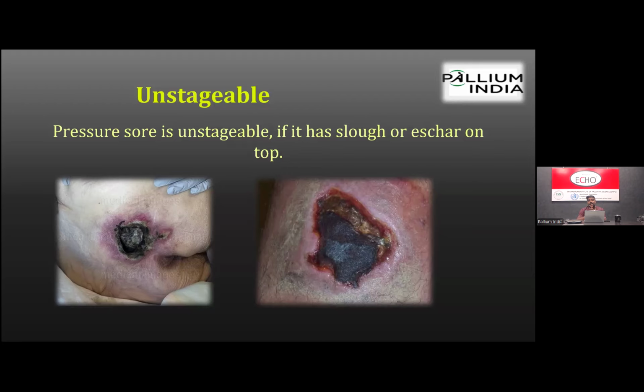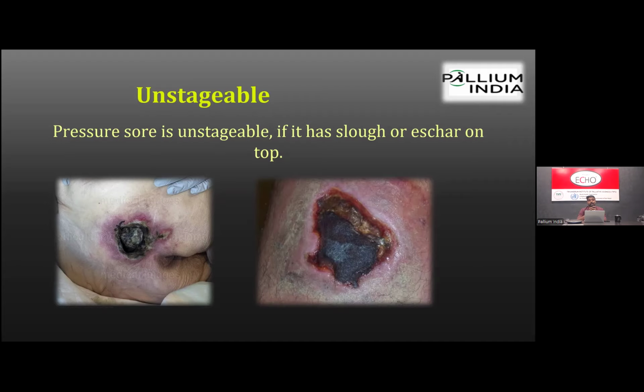But the second one is not like that. Highly infectious, pus discharge is there. Maybe the patient has systemic infection signs also, or maybe high exudate and foul smell will be there. This second type of eschar we need to remove. Then only we can identify which stage the wound is actually in. Maybe the majority is like a fourth stage, or maybe even a third stage, also covered by the eschar.